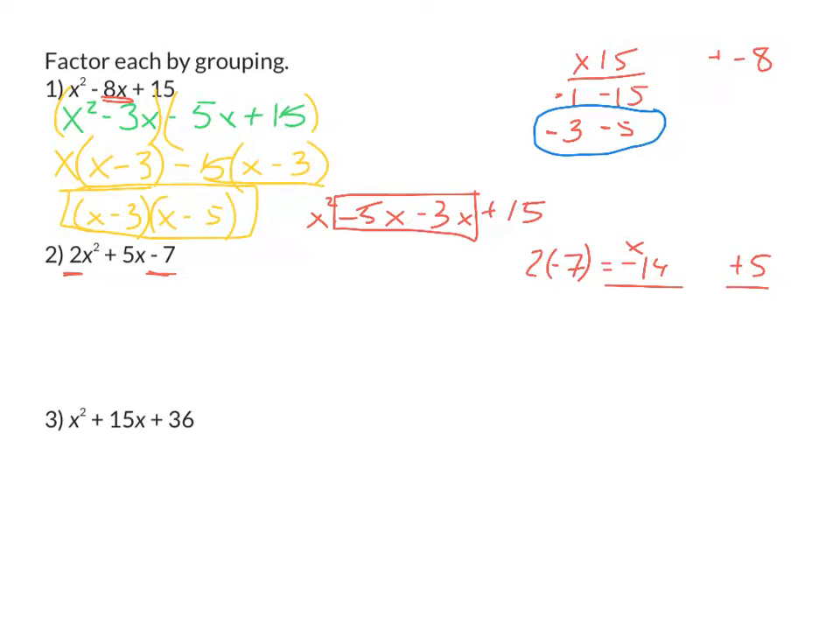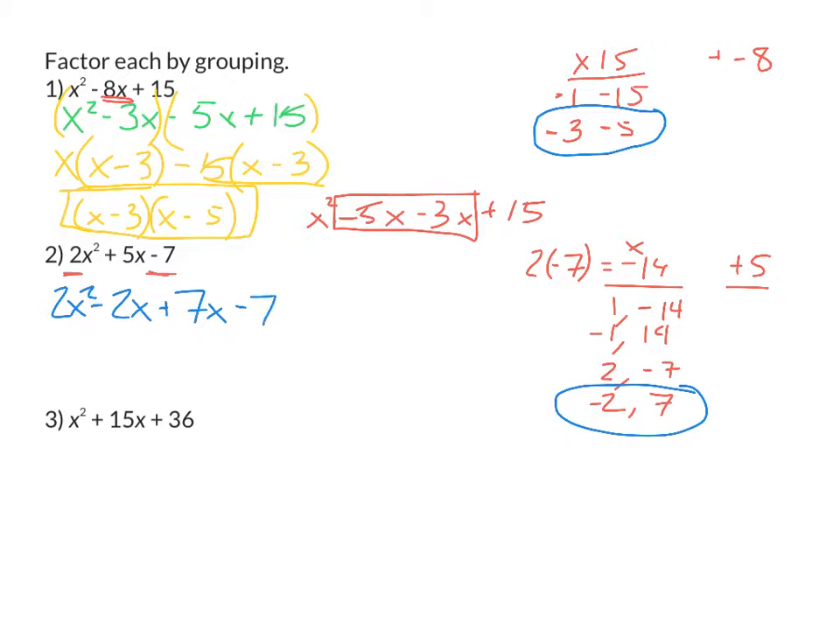Things that multiply to make negative 14: 1 and negative 14, or negative 1 and positive 14. Both of those multiply to make negative 14. 2 and negative 7, or negative 2 and 7. And that's it. That's the end of my list. So of those, which adds to make positive 5? And it's a negative 2 and a 7 that does so. So we have 2x squared, and I'll rewrite the 5x into a negative 2x plus 7x minus 7.